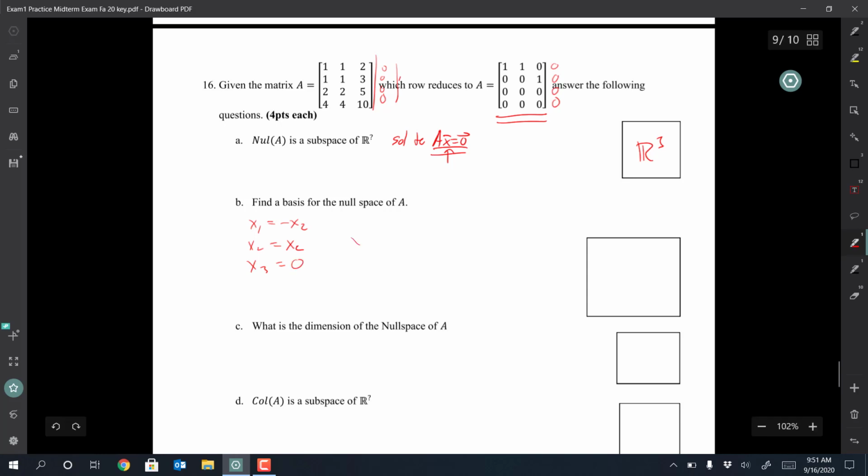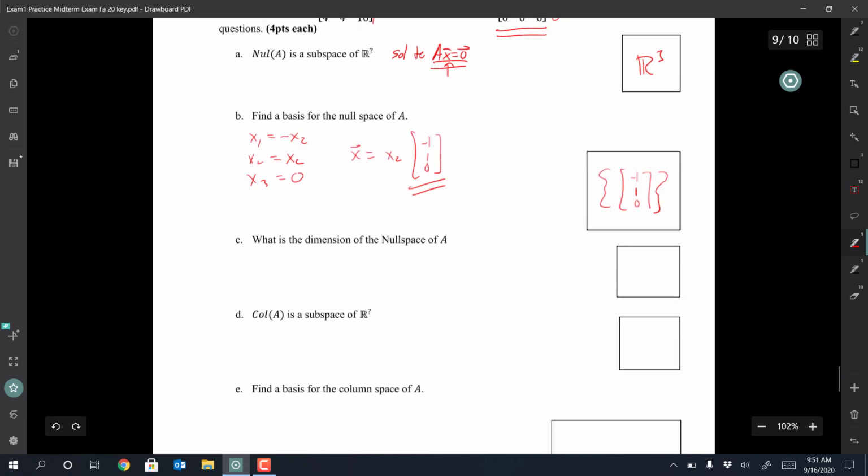That means my solutions in parametric vector form would look like x2 times negative 1, 1, 0. So I can build any solution to Ax equals 0 as multiples of this one vector. That one vector is a basis for my null space. Next, what's the dimension of the null space? There's only one vector in its basis, so the dimension is 1.